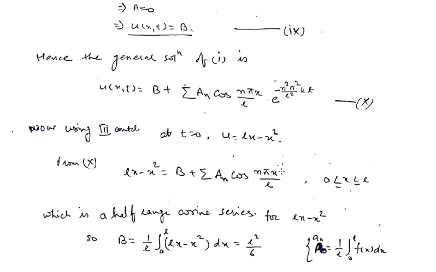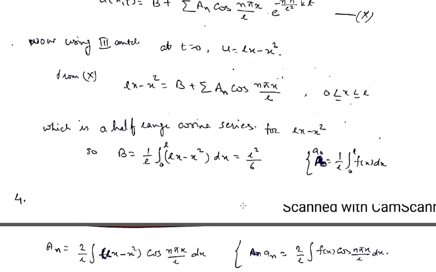This is nothing but a half range Fourier series about cosines. This is the half range cosine Fourier series, so we can obtain the values of b and an. In Fourier series terms, this is a0 and this is an. We can find the value of a0 using the formula a0 equals 1 upon L integral from 0 to L of f(x) dx, and an is given by 2 by L integration from 0 to L of f(x) cos n pi x upon L dx.